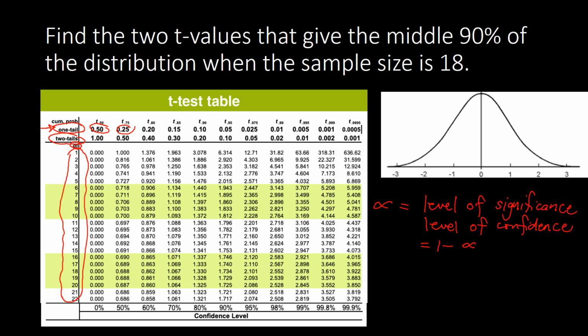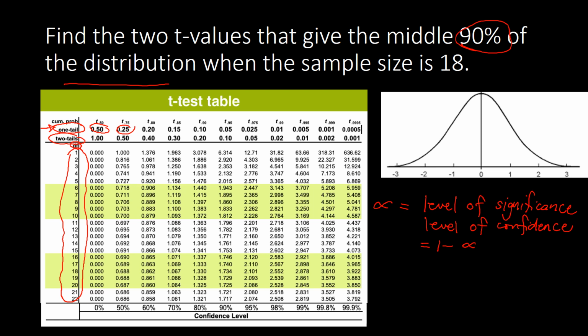Now, most likely the levels of confidence are bigger in value. Let's say I'm going to have this example here: find the two t-values that give the middle 90% of the distribution when the sample size is 18. This 90% is much bigger. This is not our level of significance. This is not the alpha there, but this is the confidence level, or the level of confidence. Because it says there, find the two t-values that give the middle 90% of the distribution.